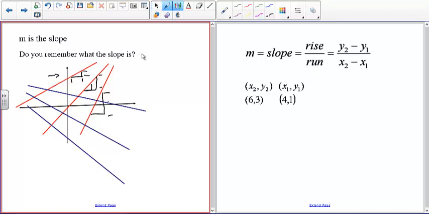Okay, so back over here to this formula for the slope. If we're given 2 points, x equals 6, y equals 3, and x equals 4, y equals 1, what we can do is write x2. It doesn't matter which one's which. This could be x1, y1, and this could be x2, y2. So the choice of 1 or 2 is completely arbitrary, just as long as you're consistent.